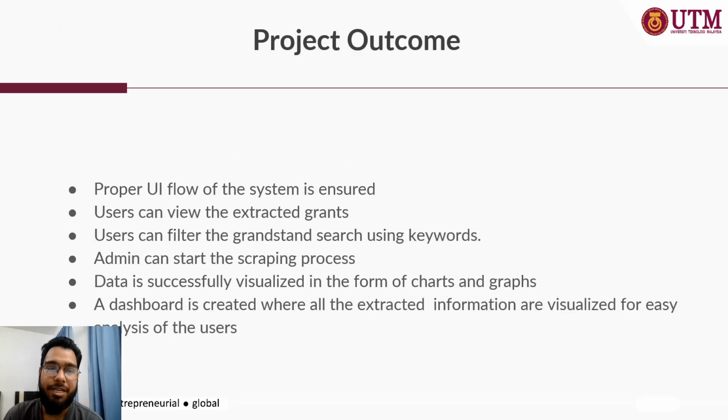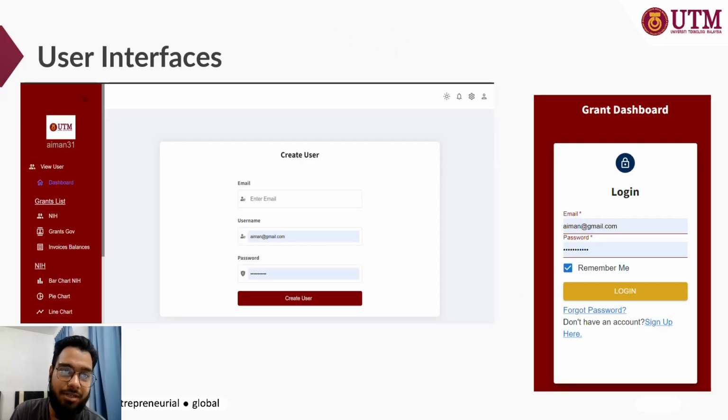So my project outcome is the proper UI flow of the system is ensured. Users can view the extracted grants in the form of a list. Users can also filter the grants using keywords by using the search functionality. Only the admin can start the scraping process by clicking on the buttons. And the grants count is also displayed on the screen. Then data is successfully visualized in the form of graphs and charts. A dashboard is created with all the extracted information, and those are visualized for easy analysis by the users.